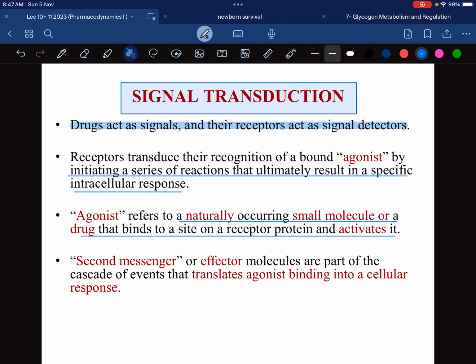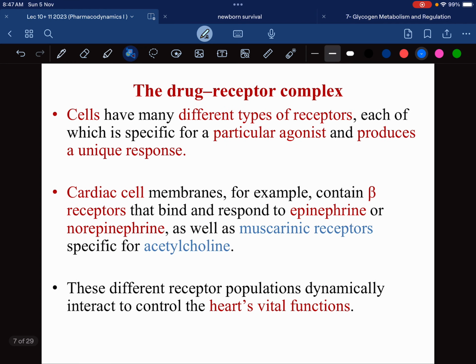In the drug-receptor complex, cells have many different types of receptors, each of which is specific for a particular agonist and produces a unique response. Most drugs will have their own receptor, and most receptors have their own agonist, but it's not always the same. So one compound can bind to more than one receptor, and the same receptor can bind to more than one compound. After binding, there will be a unique response.